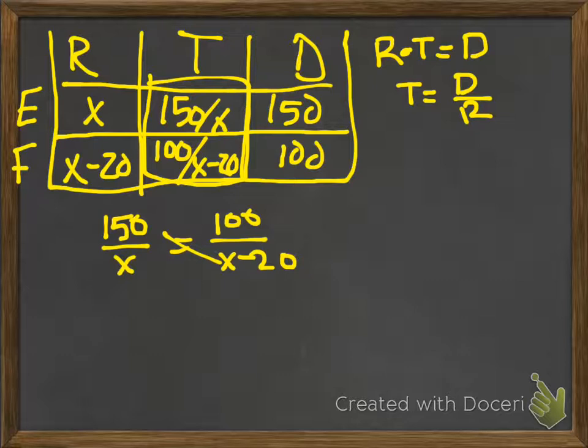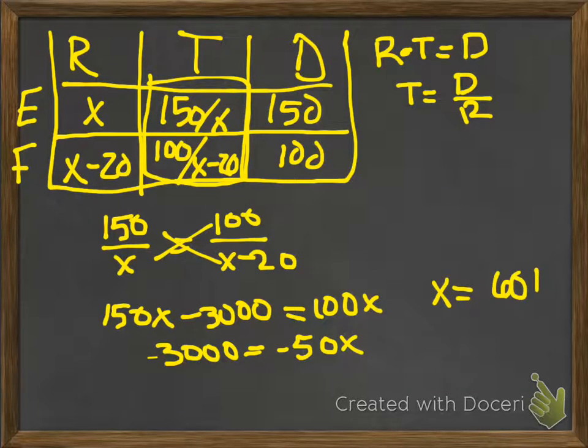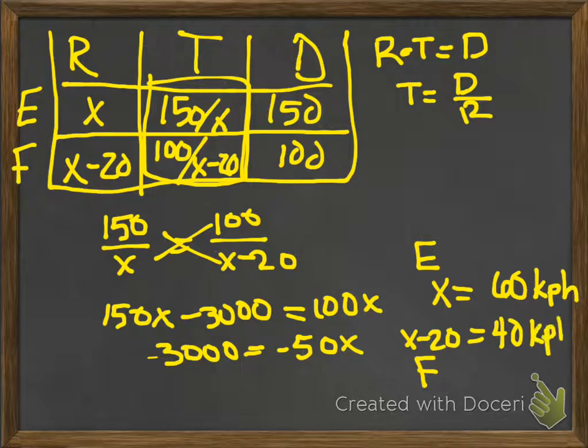Now this is one where it would be easier to cross multiply, and so that's what you're seeing me do. And then from there I can combine my x's, and then I can divide, and I've got the speed of the express train. So here I've got negative 3,000 is equal to negative 50x, so x is equal to 60 kilometers per hour. So the express train was going 60 kilometers per hour. That means the freight train going 20 kilometers less is going 40 kilometers per hour. You will do some application problems like this, so be prepared for those.